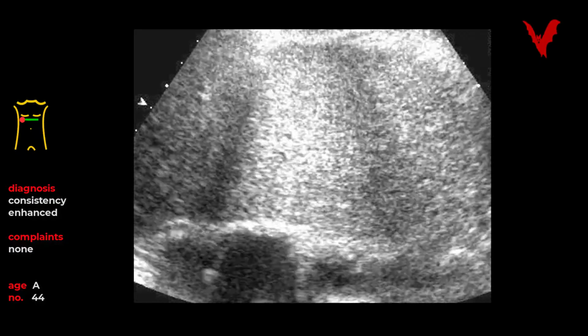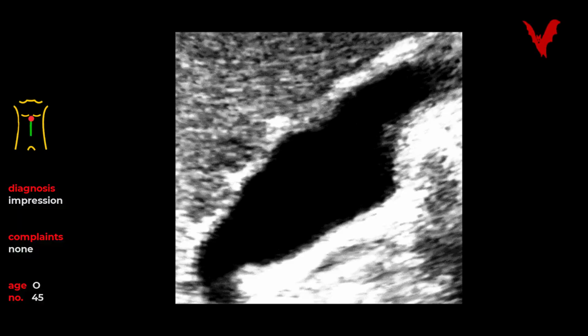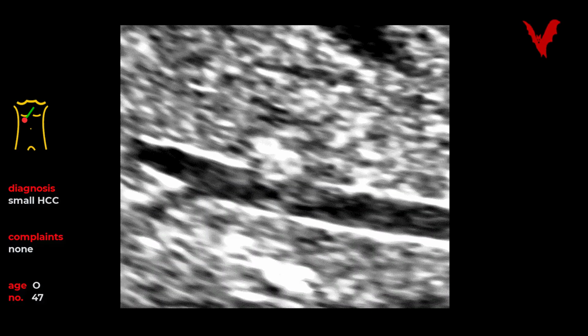Observe especially the heart beats against the liver. Liver protrudes into the gallbladder. It was metastatic. Reflex-rich, figure 46 1a, and reflex-poor, figure 46 2a and b, HCC with a different vascularization. The smallest HCC we found ever.